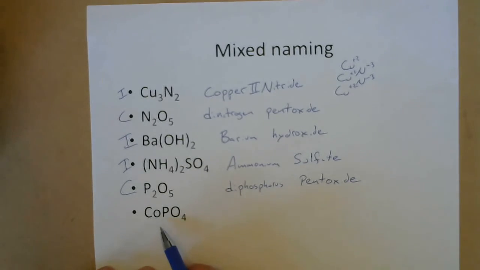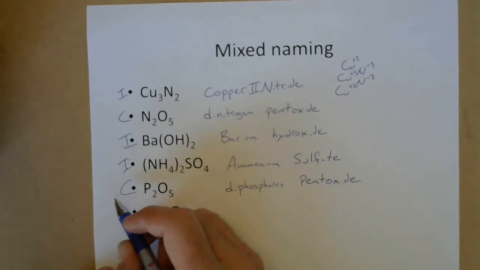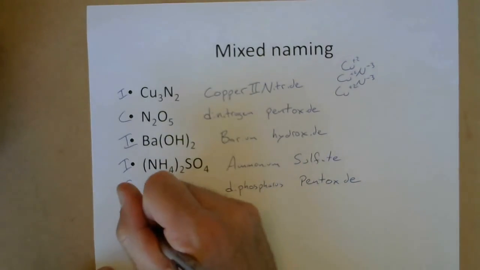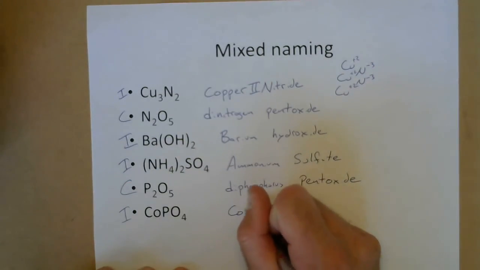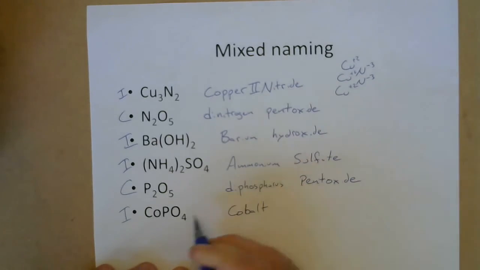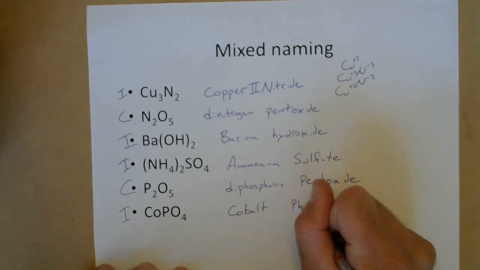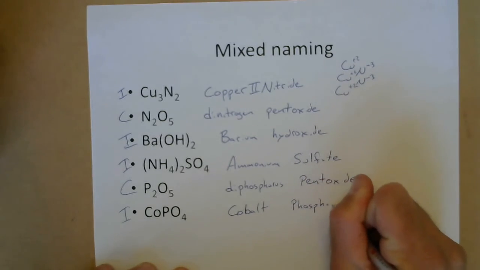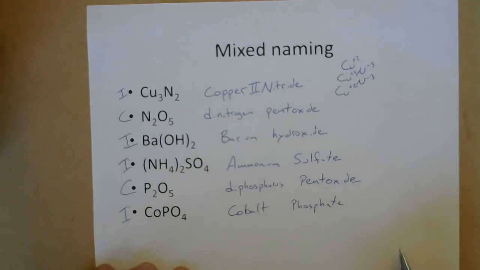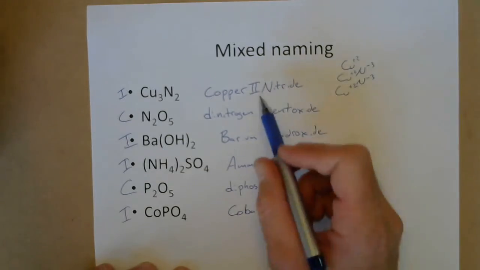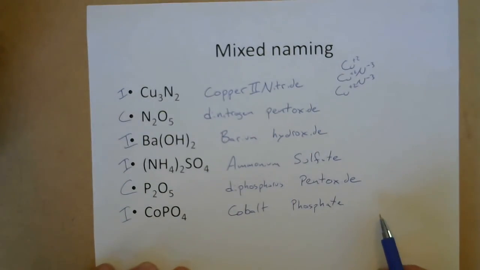CoPO4. Co is cobalt, and cobalt is a metal, so this is going to be an ionic compound. It'll be called cobalt. And then this polyatomic ion PO4 is phosphate. Cobalt, a transition metal, so just like we did up here with the copper, we need to think about what Roman numeral will go with the cobalt to tell us what the charge is, because it can vary.